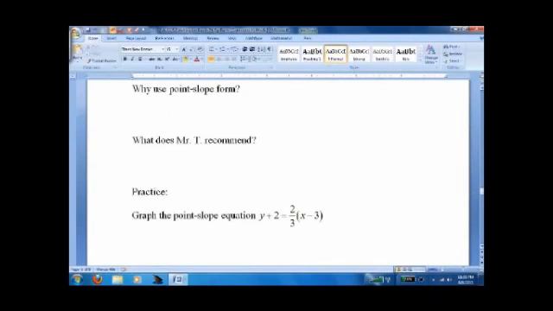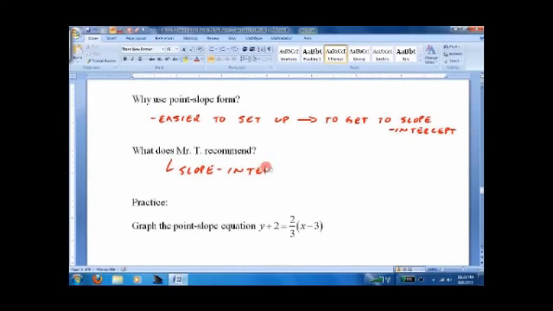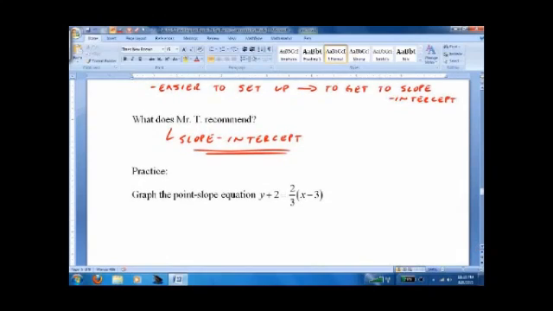So why use point slope form? As we just said, it's easier to set up. And then you can use it to get to slope intercept. What do I recommend? Slope intercept. If you're going to work on your ACT, if you're going to be prepared for the future of math, business, statistics, everything's in slope intercept form. But you can use point slope to get there.